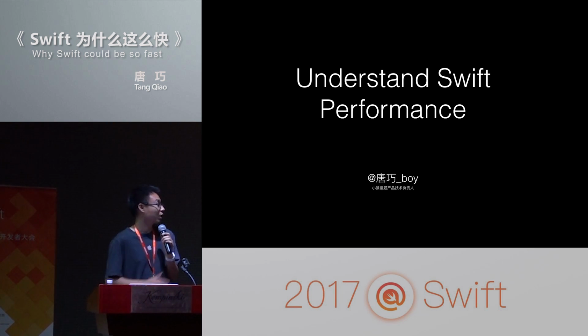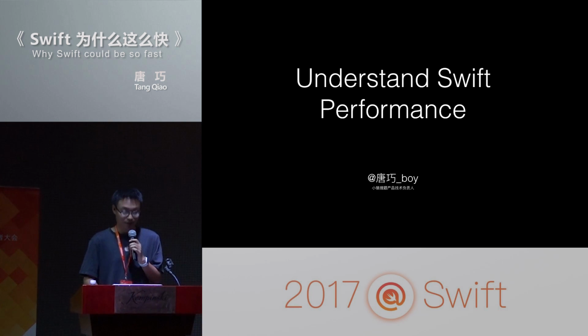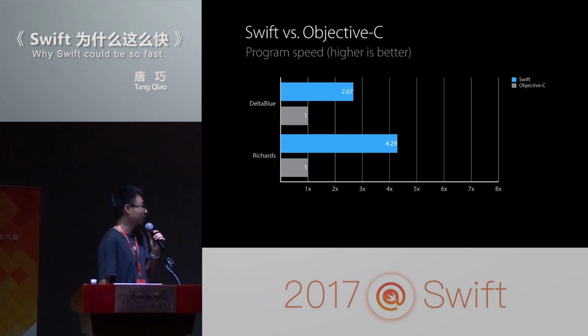Today we are going to talk about the performance of Swift. As we know, according to Apple's benchmark, Swift is much faster than Objective-C. Here is the benchmark result. This slide is from Apple.